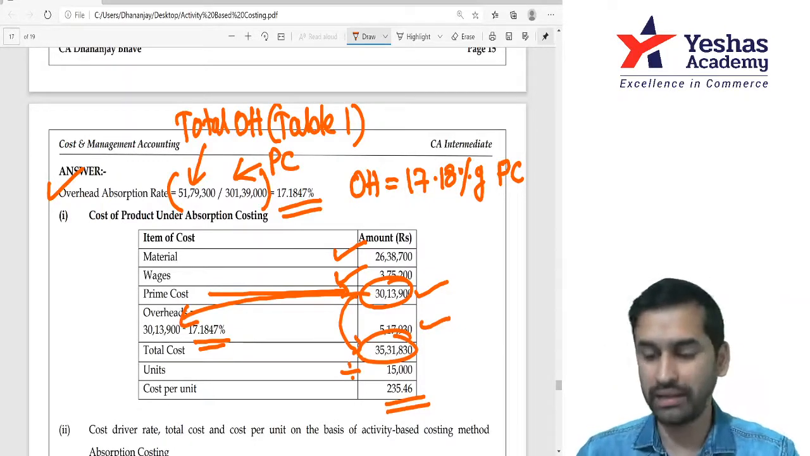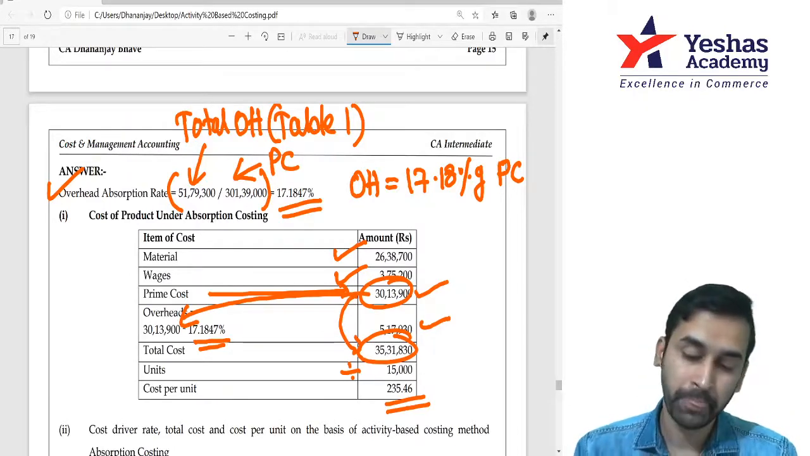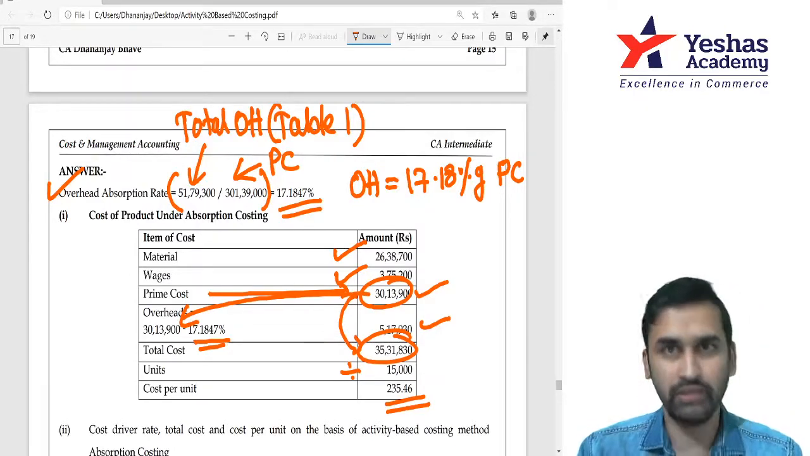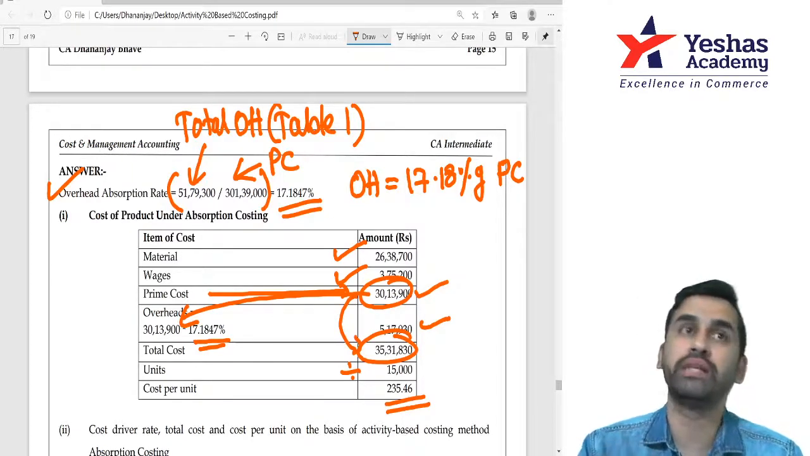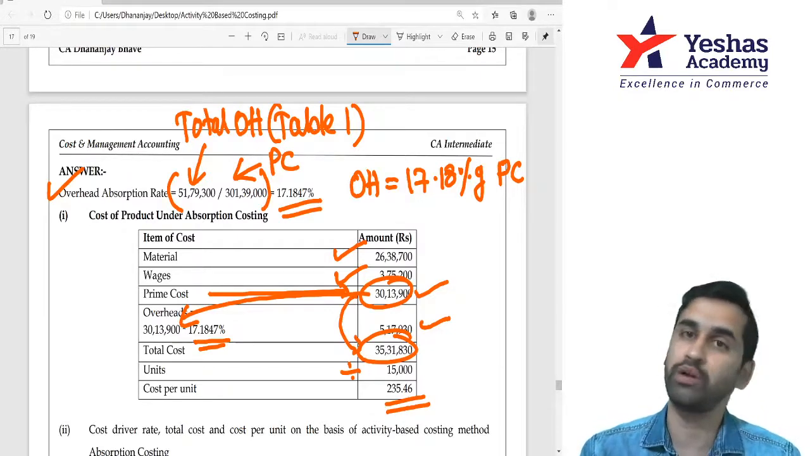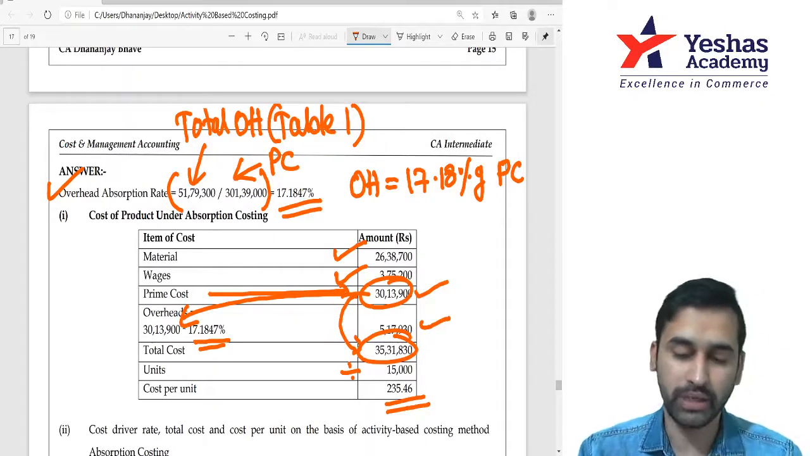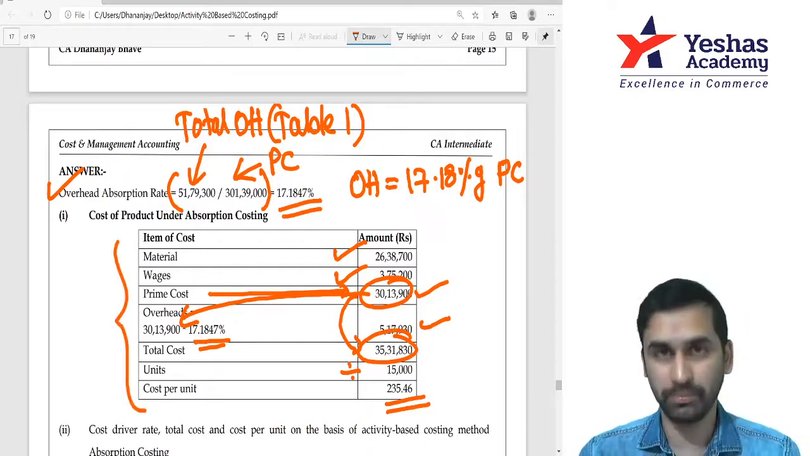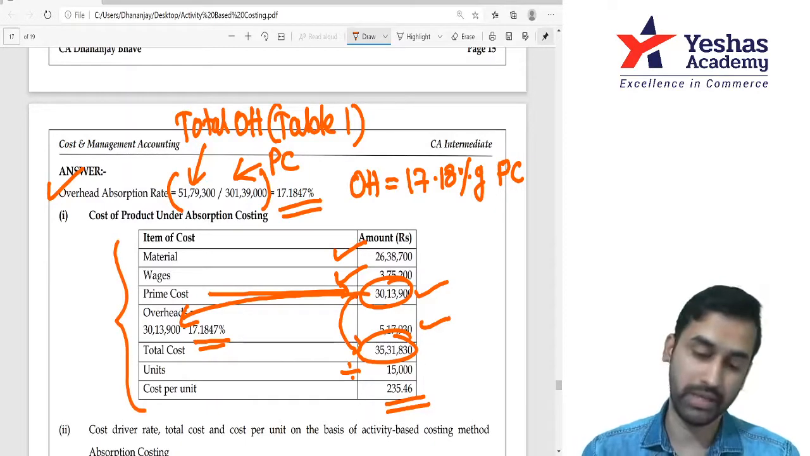Don't worry about calculating now. Keep the calculator aside. Focus on the explanation. You can do this later also. So I first identified the percentage, total overhead to total prime cost. I got one link between the two. Apply that link for this particular batch. Calculate prime cost for this batch. Apply the percentage. Done. Right, sir.